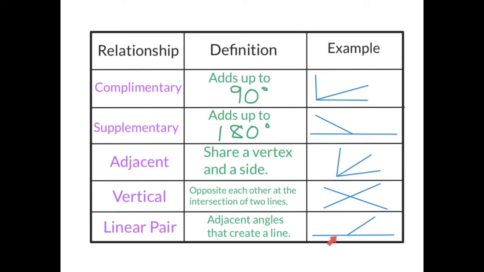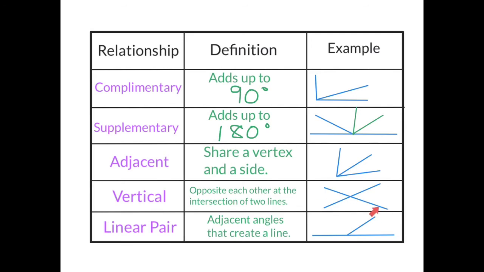Look at the linear pair example. It's exactly like the supplementary example, except it's just going in the opposite direction. The only difference between supplementary and linear pair is that linear pair is specific to just 2 angles adding up to create a line. Supplementary could be 2 or more, so I could put in a couple extra angles here, and all of those, how many did I give myself here? 1, 2, 3, 4. So now these 4 angles are considered supplementary because they're adding to be 180 degrees.